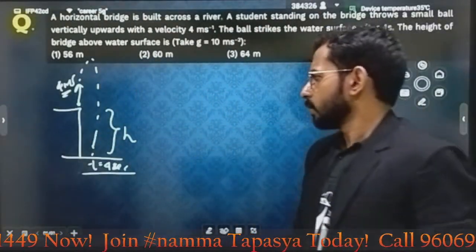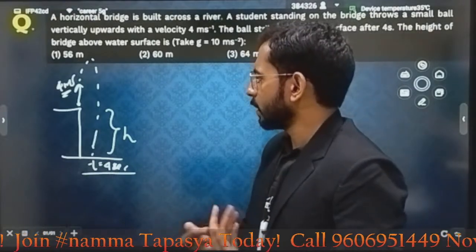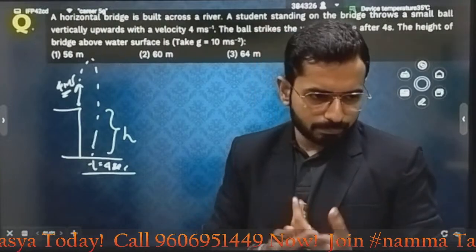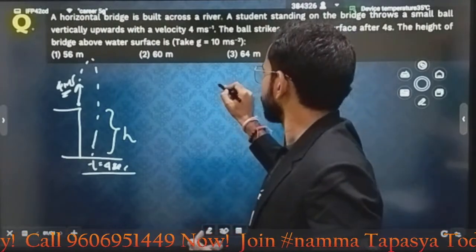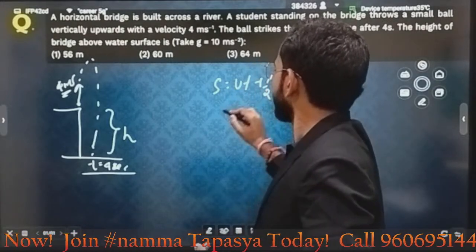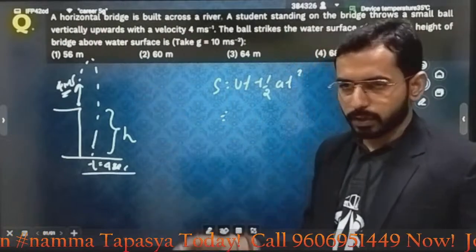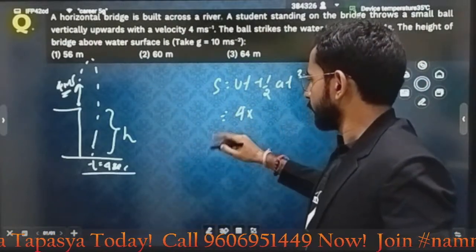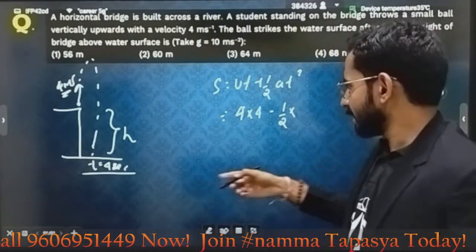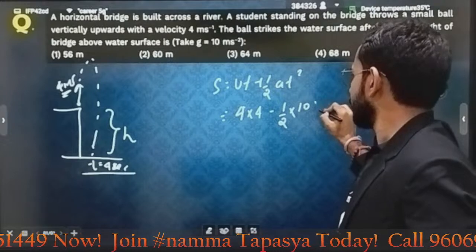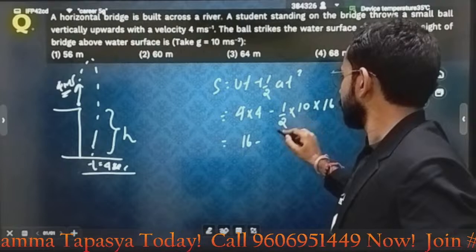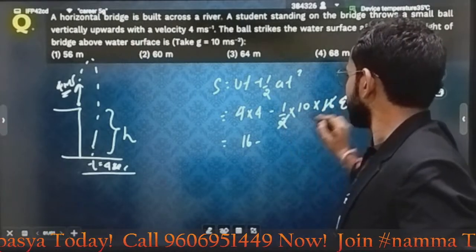A very simple way to solve this question. Which equation should you be using? S equals ut plus half at squared. Now just put the values. What is the initial velocity? 4. What is the time taken? That is also 4, minus half into, acceleration is always in the downward direction, that's why I have taken minus 10, into t squared, that is 16. Correct? 16 minus, this will be cancelled, this will be 8 and here it will be 80.